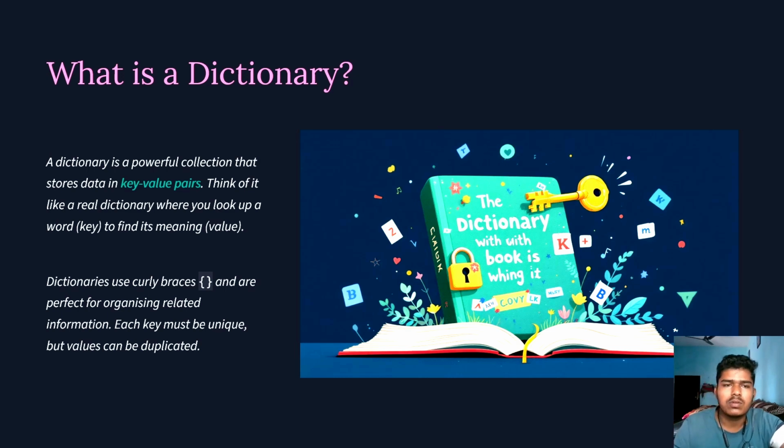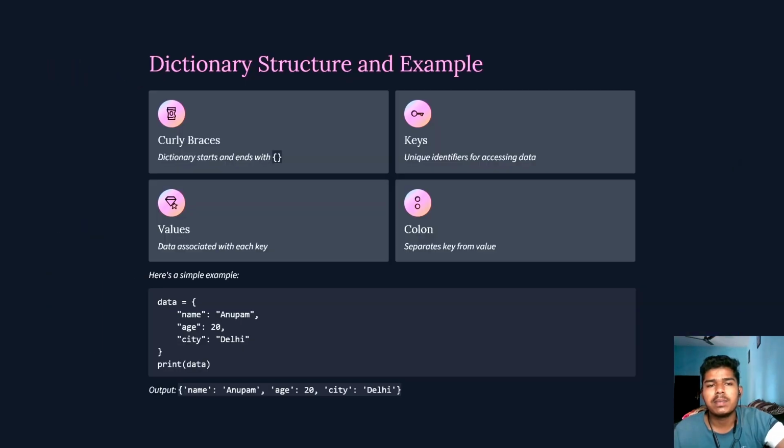Okay. Dictionary structure and example. The dictionary uses curly braces, which means the dictionary starts and ends with curly braces. Second one is keys. Keys are the unique identifier for accessing data. Third one is values. Values are data associated with each key. And fourth one is colon. Colon is used to separate key from values.